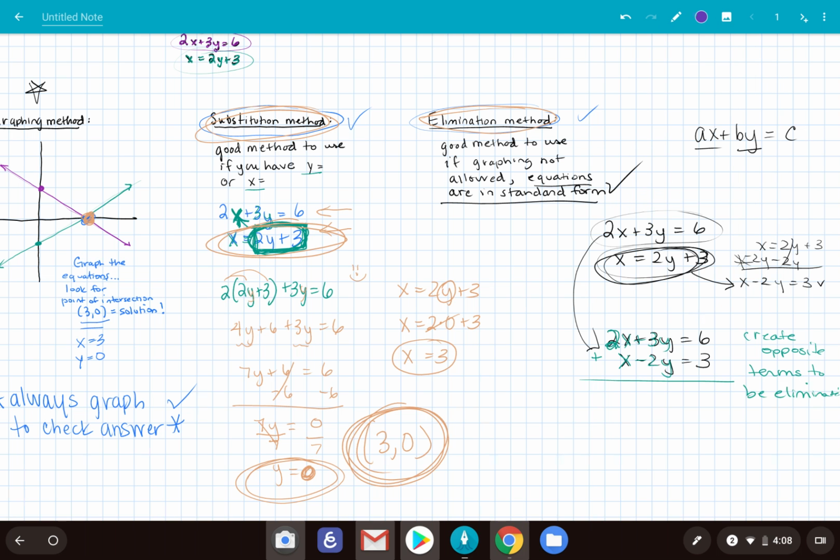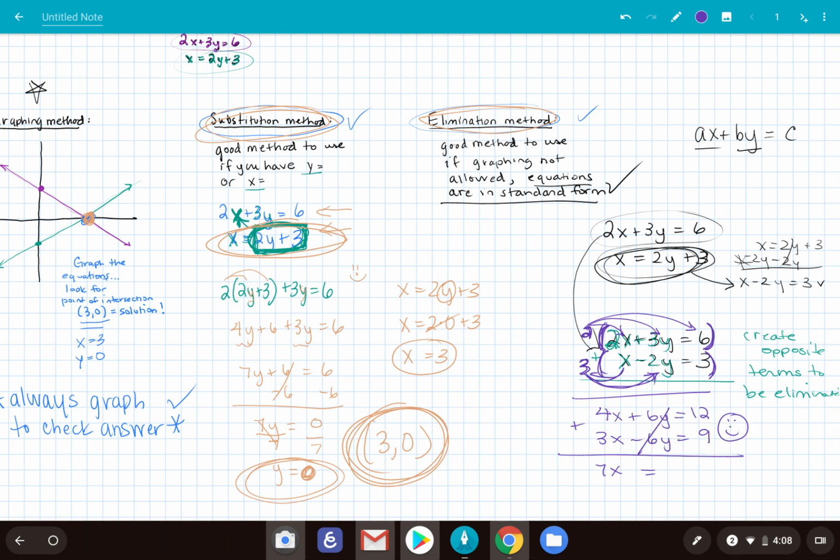And we can use the distributive property to create them. For example, if I multiply my top equation by 2 and my bottom equation by 3, what's going to happen is I'm going to have a positive 6y and a negative 6y. So when I add those equations, the y terms will eliminate. So let's go ahead and change our top equation. That's going to become now 4x plus 6y equals 12. Our bottom equation is 3x minus 6y equals 9. And the good thing is that when I add these equations now, my y terms get eliminated.